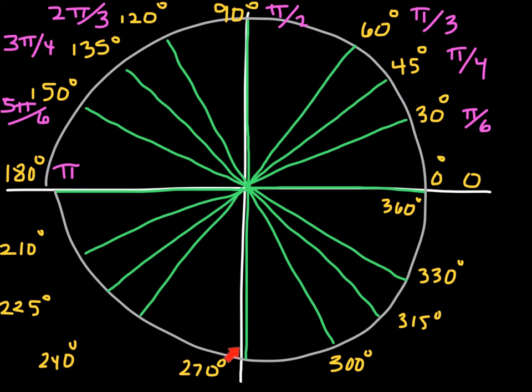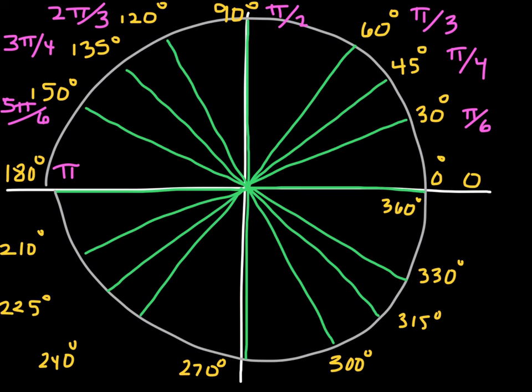270 degrees, of course, is quadrantal. 300 degrees, its reference angle would be 60 degrees. And then 315 degrees, its reference angle would be 45 degrees. And finally, 330 degrees, its reference angle would be 30 degrees. And of course, we mentioned 360 degrees is quadrantal. All right, so what we want to do now to wrap this up is give the radian measure for each of these angles here.